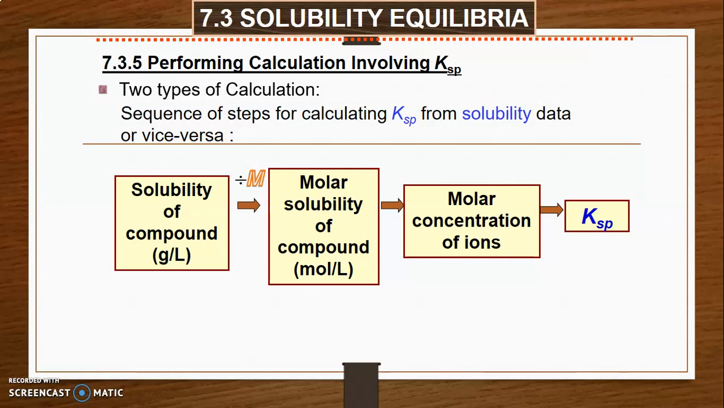It can be vice versa if we start from the Ksp value. So for the reverse, starting from Ksp, we have to find the molar concentration of ions, and then we get the molar solubility of the compound. And to get the gram per liter, we have to multiply by the molar mass.